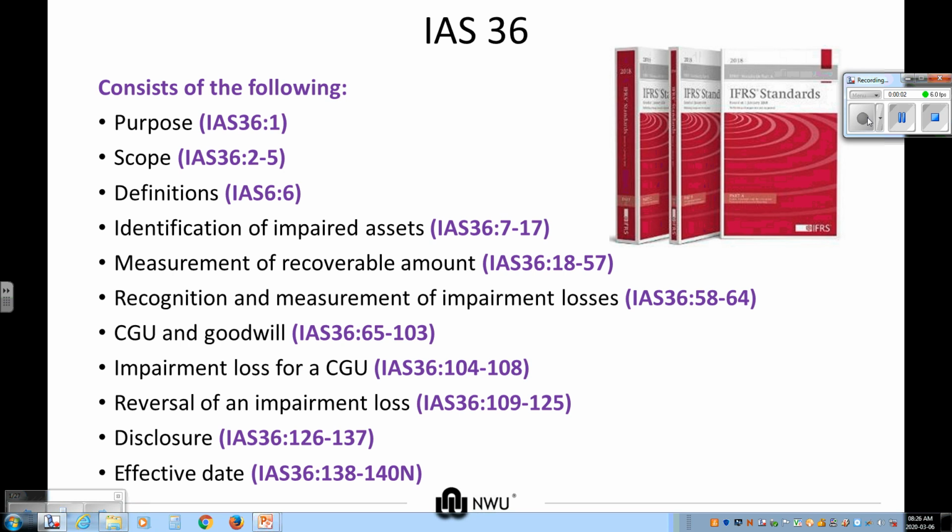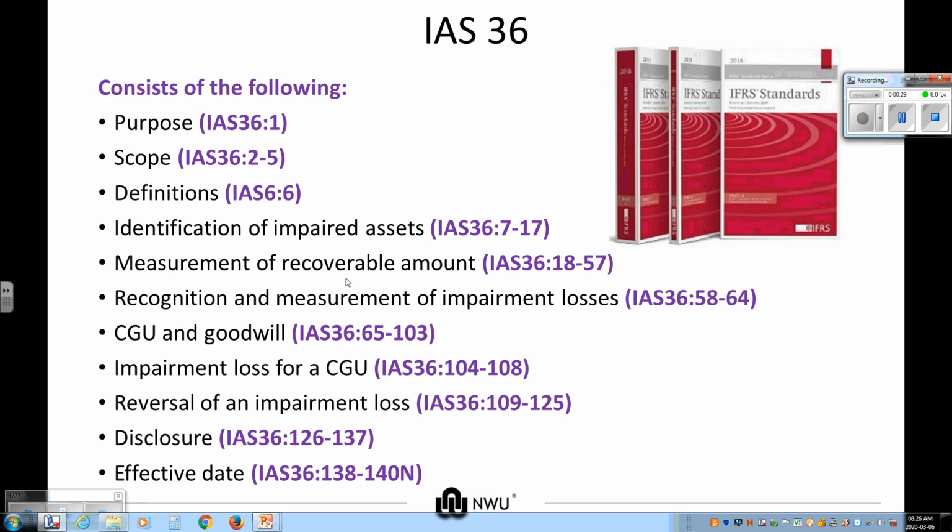In this video, we are going to talk about impairment of assets, IAS 36. And if you will open your IFRS standards book at IAS 36, you will see that it will explain the purpose of the standard, the scope, definitions will be given, how to identify that a company's asset is impaired, how to measure the recoverable amount.